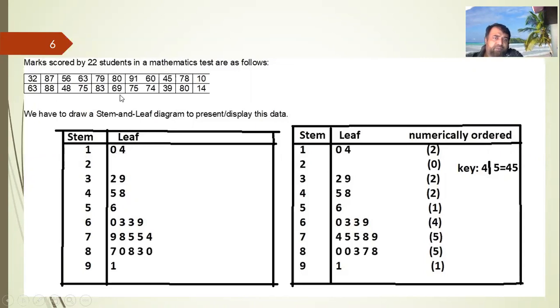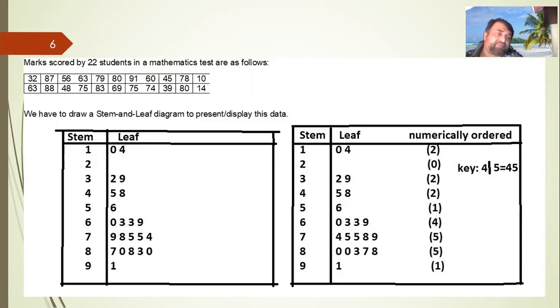Then for stem 2, there is actually no data in the 20s, so we cannot put any value in the leaf against the stem 2, because there is no value of 20. So if there is no value, we should leave it blank. Don't put 0, because if you put 0 it will represent 20. There is no data for 20, so you have to leave it blank. So don't put 0, remember it. It is a common mistake that students sometimes make.